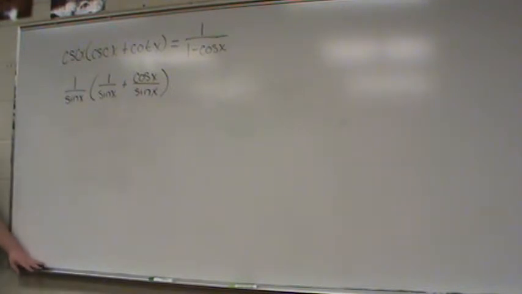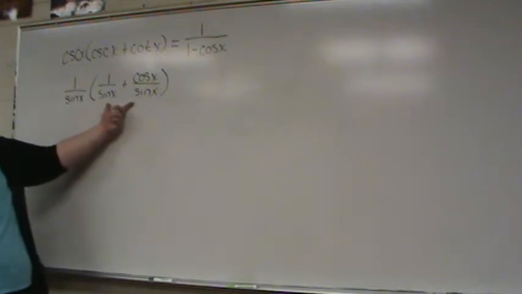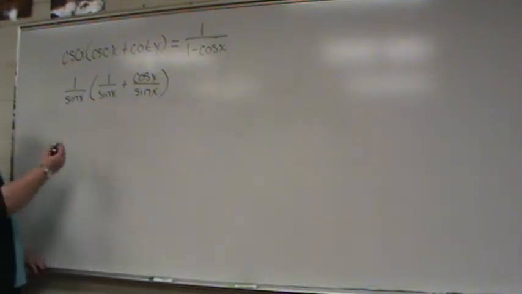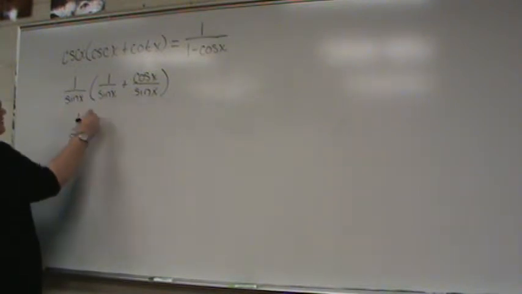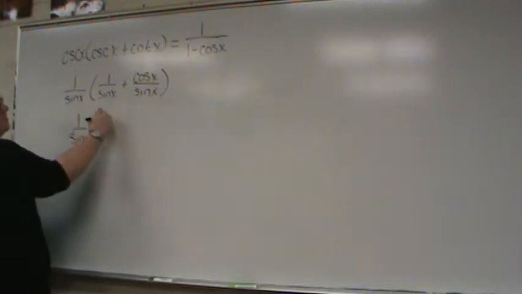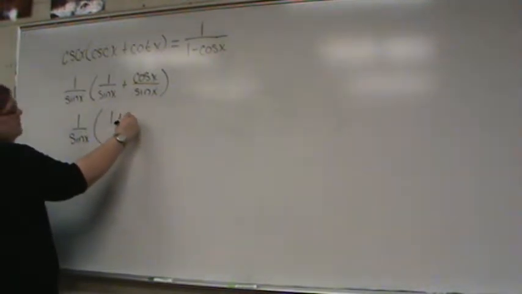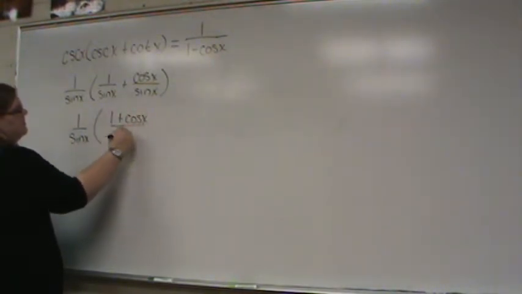So now that we have that in terms of sine and cosine, what should we do? You combine the 1 over sine x plus cosine over. So we can combine these because they have common denominators. And then that's dividing, so we're going to have 1 over sine x multiplied by this becomes 1 plus cosine x all over sine x.